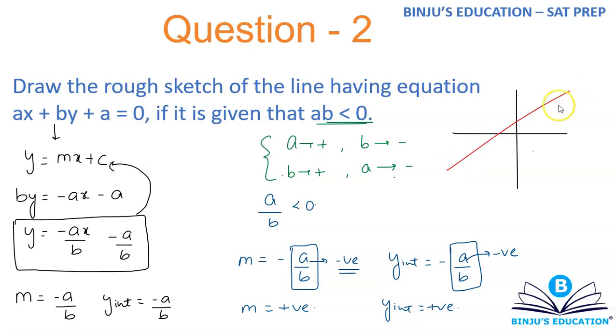You can see that it has a positive intercept because it is intersecting the y-axis above the origin, and it has a positive slope because it's passing through the first and the third quadrant. Okay, so this is what you can do with this question.